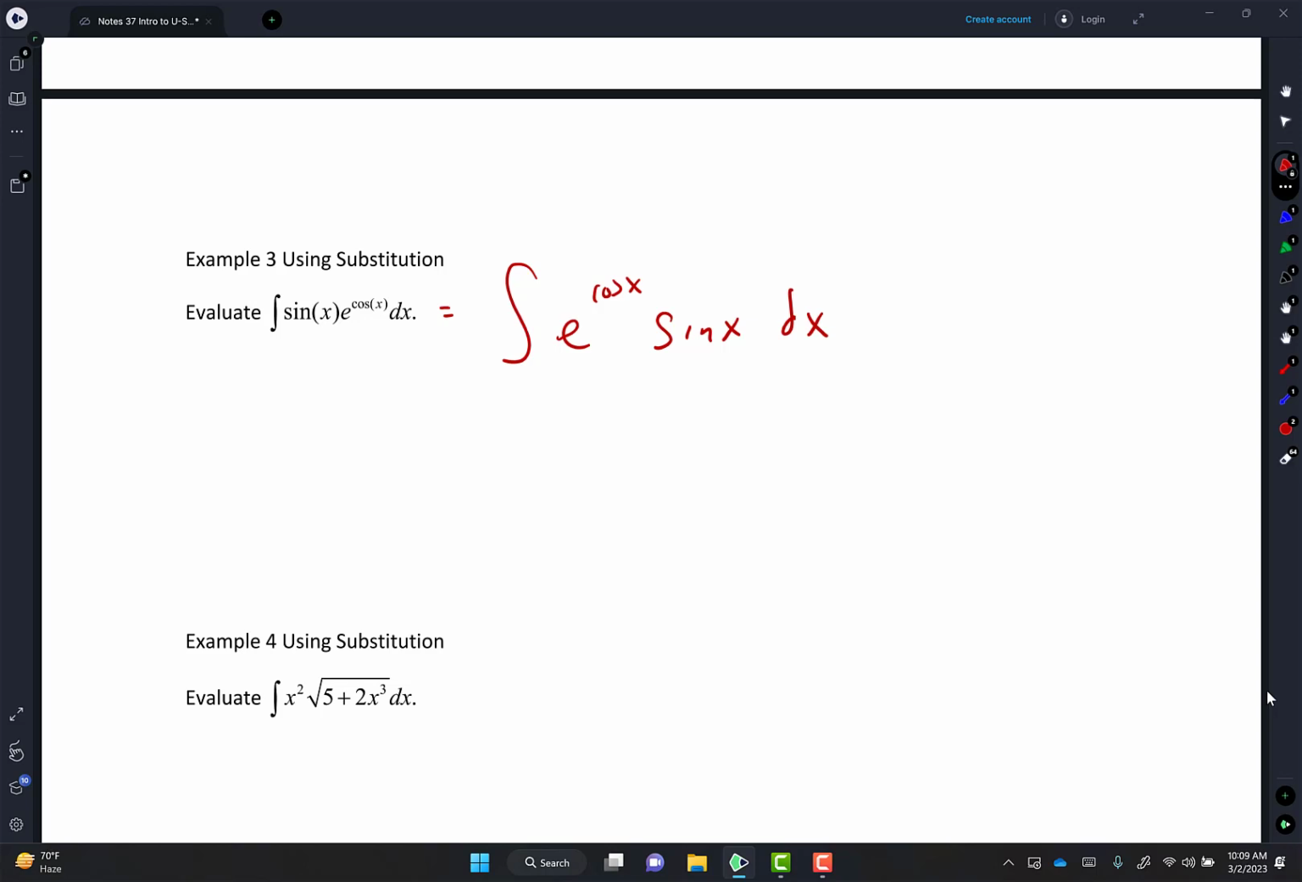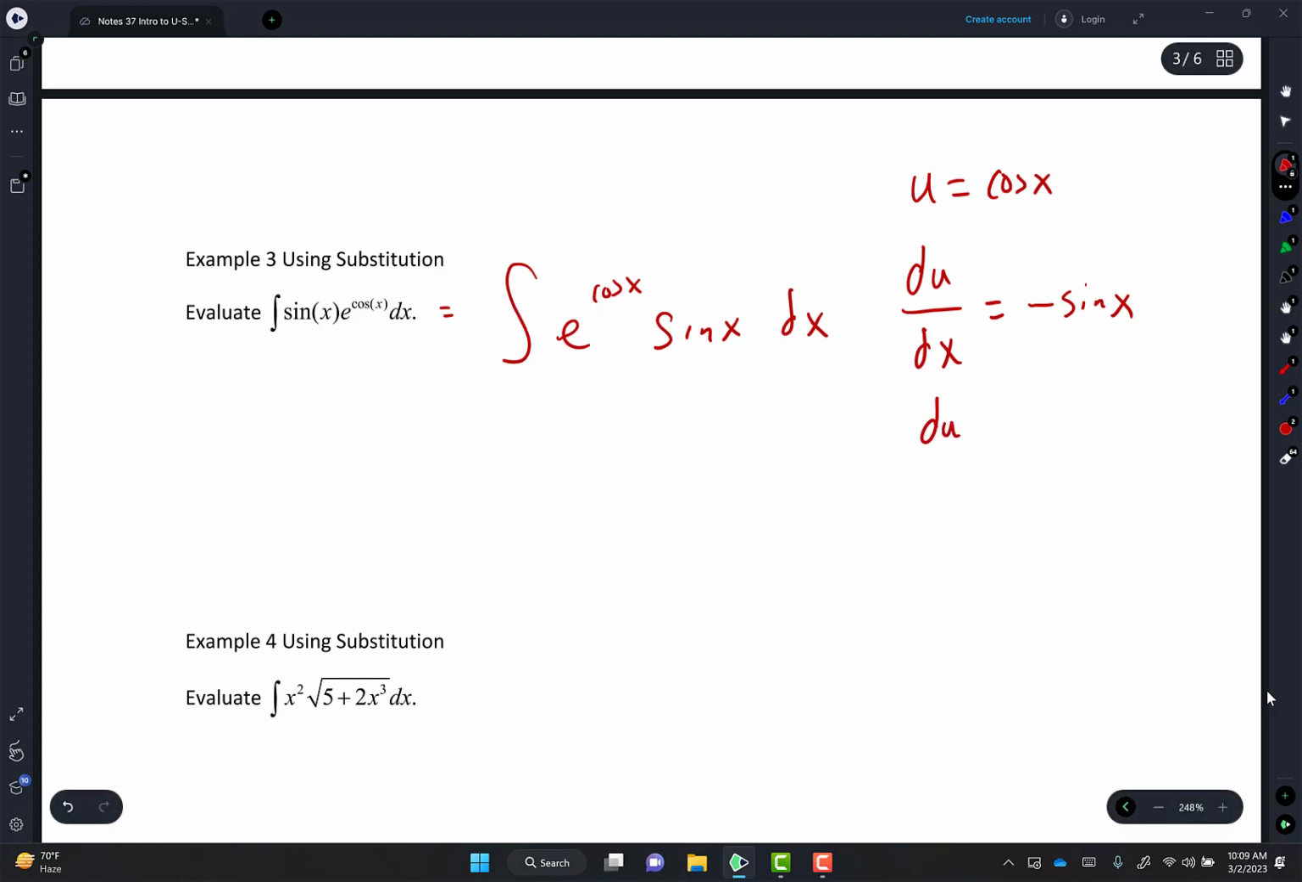And then I'm going to say u equals cosine x. And we'll tell you why in a little bit you couldn't make u equal to sine x. U equals cosine x. What is the derivative of u with respect to x? Negative sine x. Okay, from now on, instead of writing du dx equals negative sine x, I'm going to write du equals negative sine x dx. Is everyone okay with that?